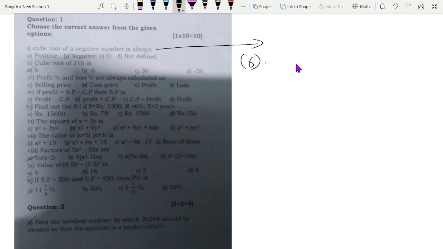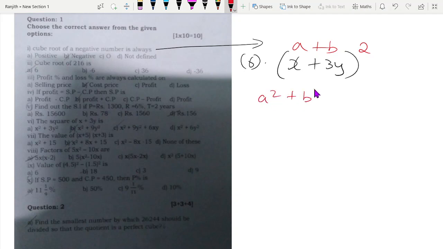Read out the sixth question. Mariana, read out the sixth one. The square of x plus 3y is. So this is the value. What do you mean by square of x plus 3y? What's the degree? 2. The degree is 2. So how do you find the square? This is a and this is b. What's a plus b, the whole square value? a square plus b square plus 2ab.